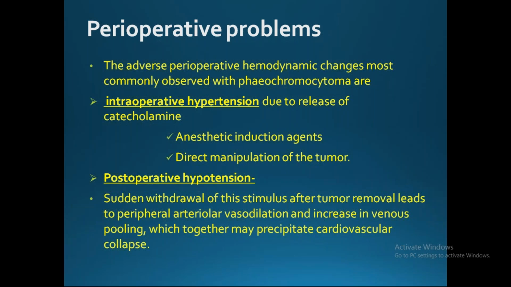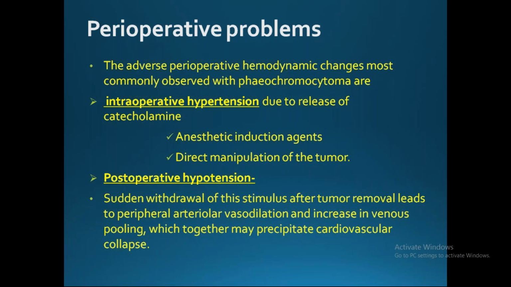So the various stimuli for intraoperative hypertension due to excess catecholamine release are: one is anesthesia inducing drugs. Certain anesthetics might induce catecholamine release. And there is direct manipulation of the tumor. When you handle the tumor, you might release the hormones which are contained within the gland.